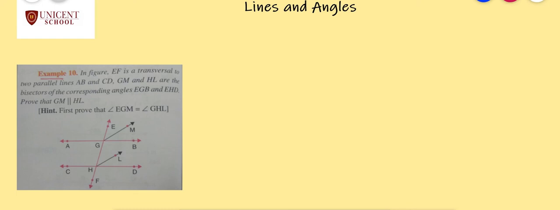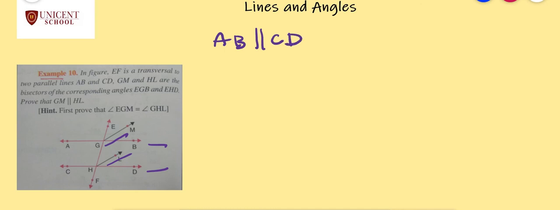Here in the figure, EF is a transversal to two parallel lines AB and CD. GM and HL are the bisectors of the corresponding angles. And we have to prove that GM and HL are parallel. We have to prove that these two are parallel. So we will take the hint that both the lines, this one and this one, are parallel. AB is parallel to CD according to the question.